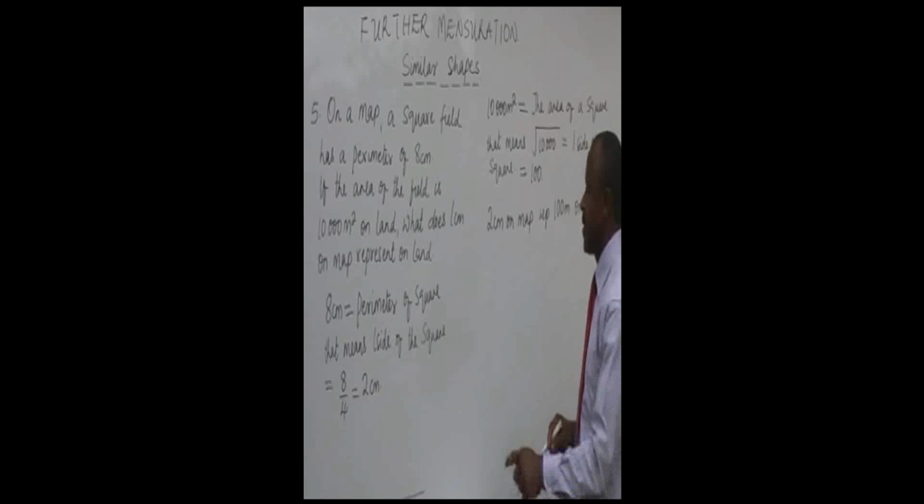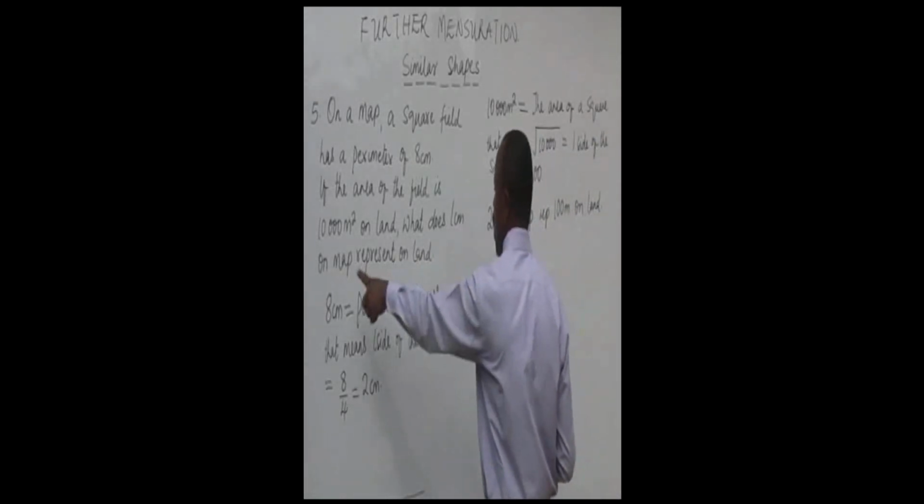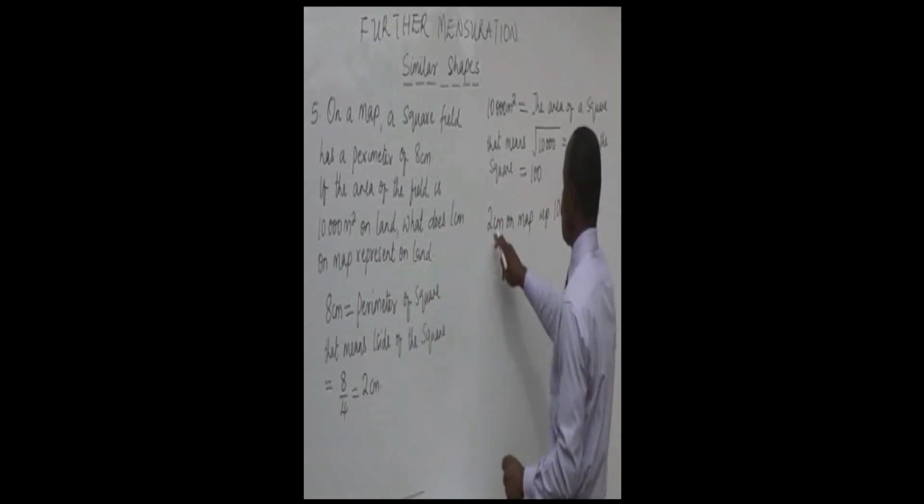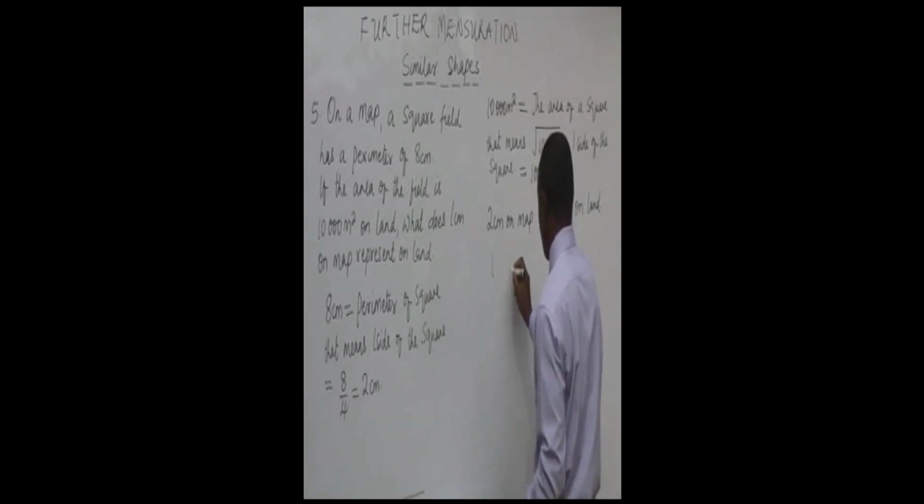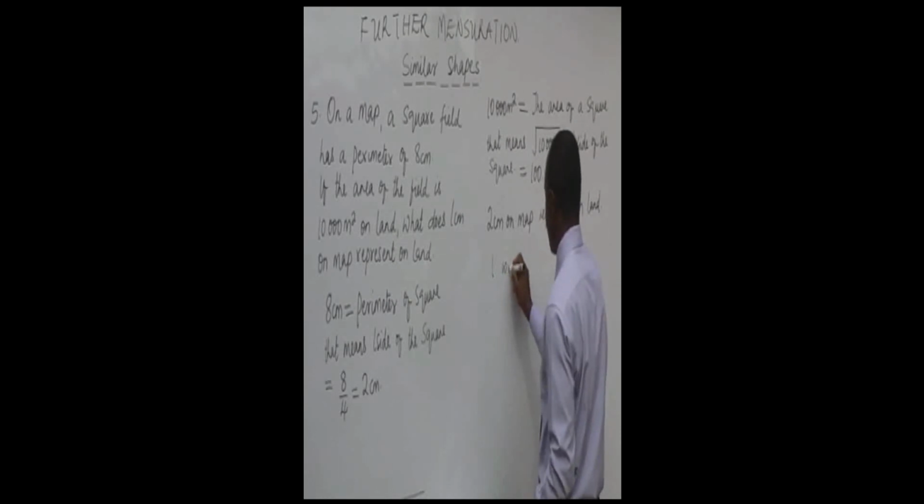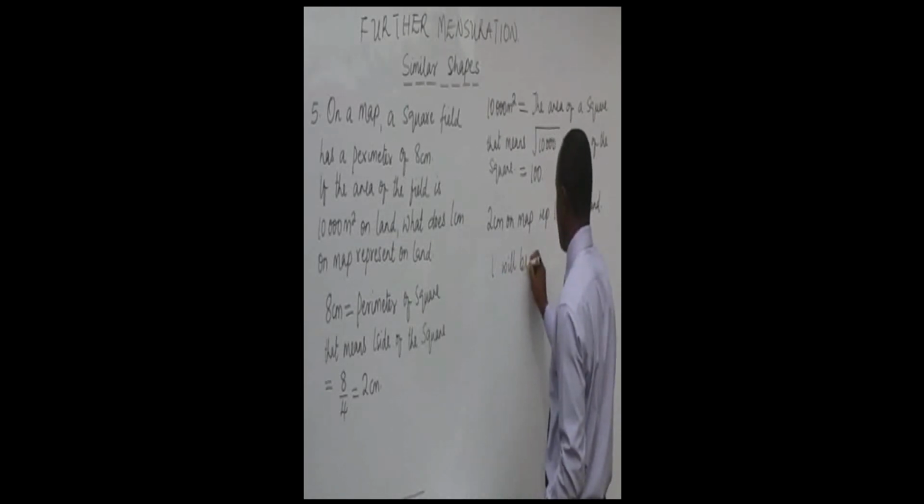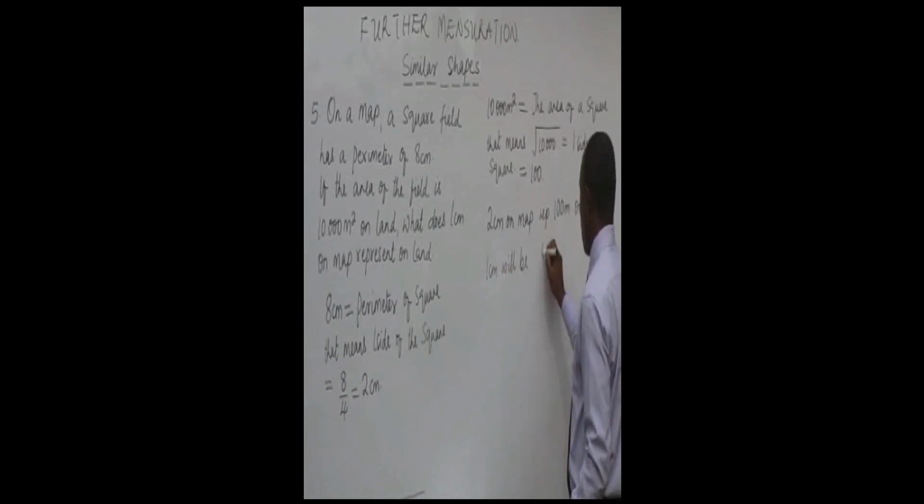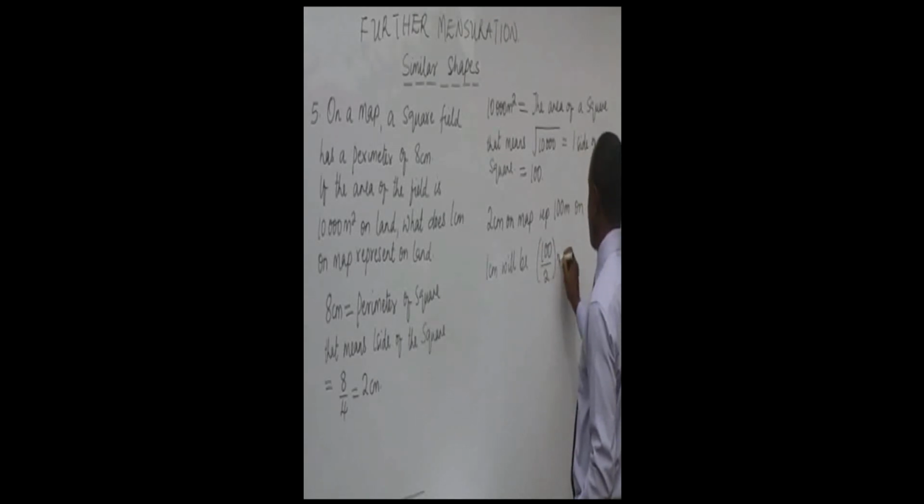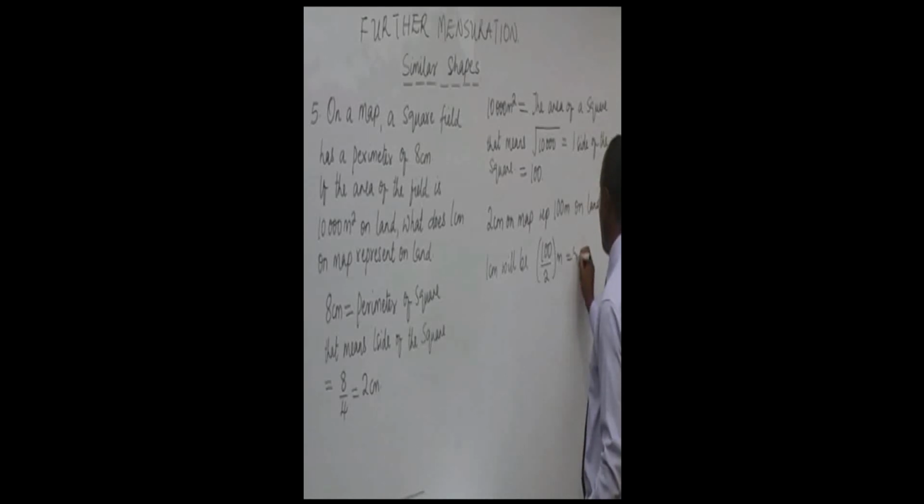But the question asks, what does 1 cm on the map represent on land? If 2 cm represents 100 meters, that means 1 cm will be 100 divided by 2 meters, and that is 50 meters. And that is the end of that question.